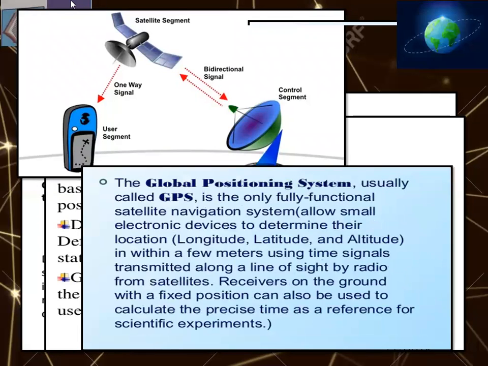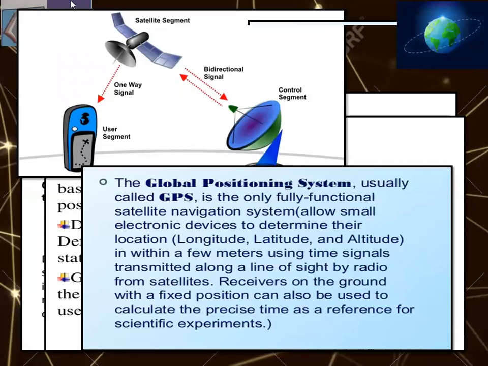The Global Positioning System, usually called GPS, is the only fully functional satellite navigation system. It allows small electronic devices to determine their location, longitude, latitude, and altitude within a few meters using time signals transmitted along a line of sight by radio from satellites. Receivers on the ground with a fixed position can also be used to calculate the precise time as a reference for scientific experiments.